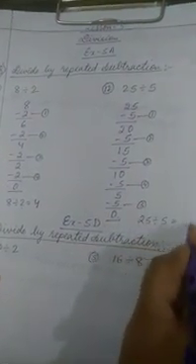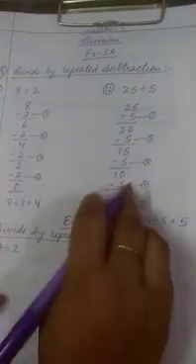So this is 1 time, second time, third time, fourth time, fifth time. That means 25 divided by 5, the answer is equal to 5, the number of times you have subtracted 5 from the number. Next we will do exercise 5B.